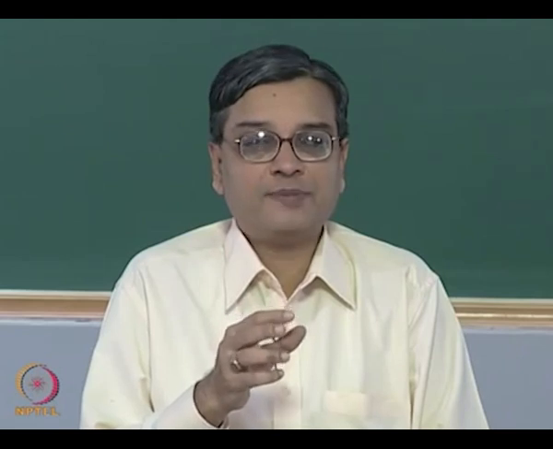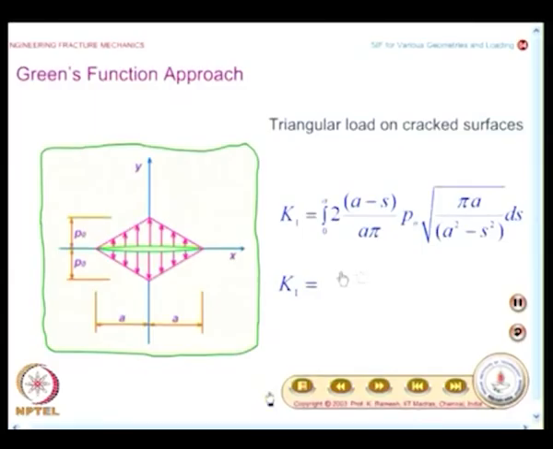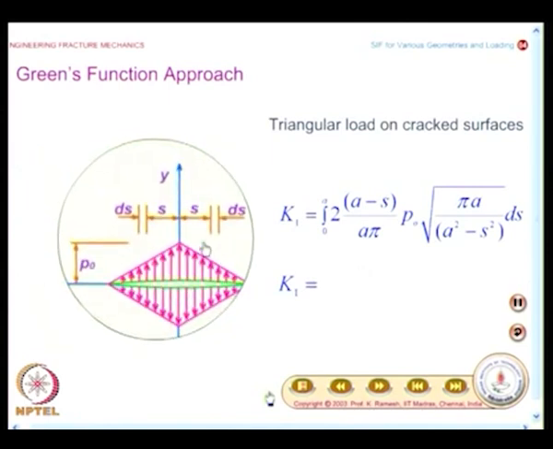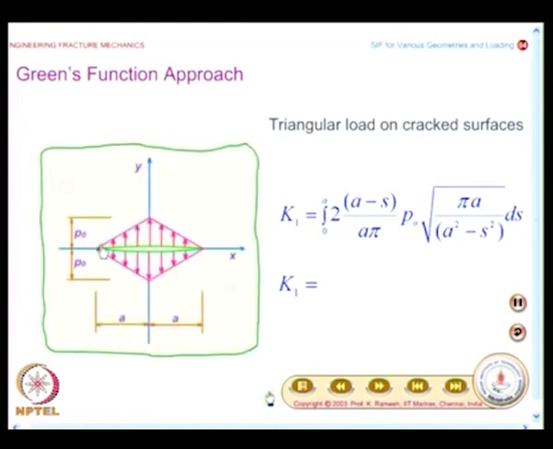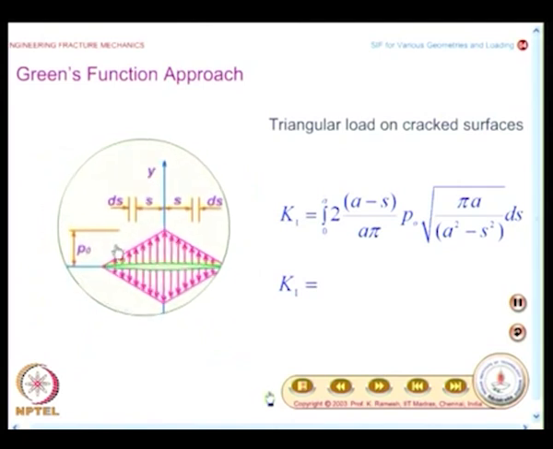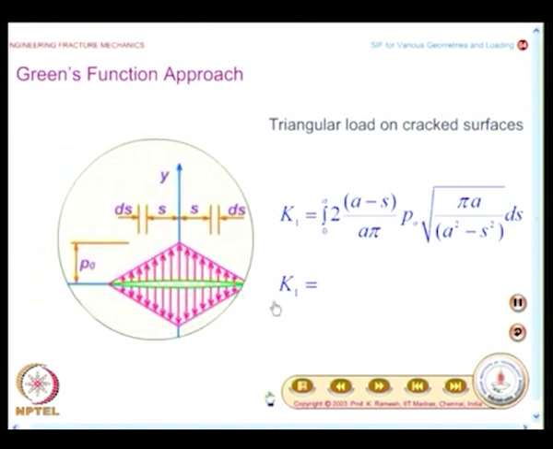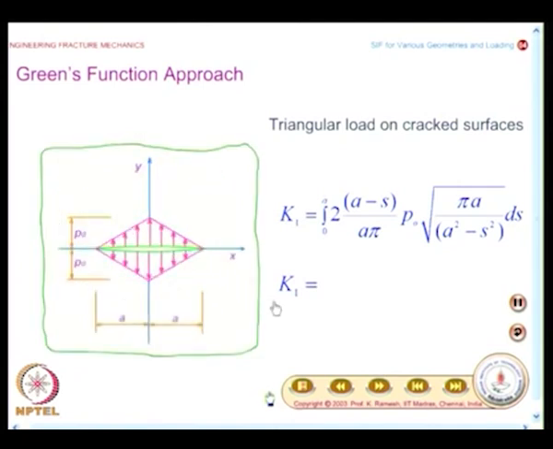And this is a very interesting problem. The problem I have taken is quite interesting. I have taken it with a purpose. Here you are having a pressure varying as a triangular loading. I could also have another interesting situation where the pressure p naught is constant over the entire length of the crack. I could also get the solution for K1 even for that case from this situation.